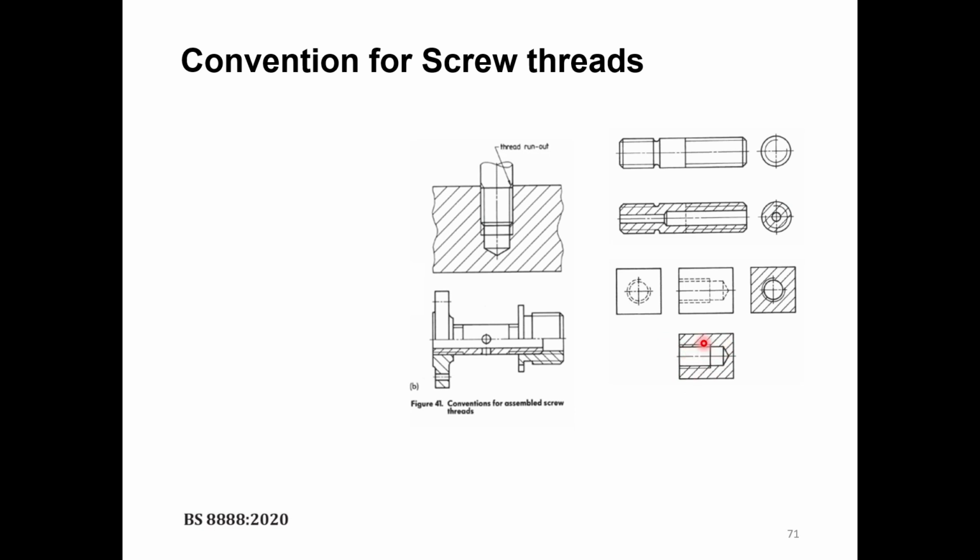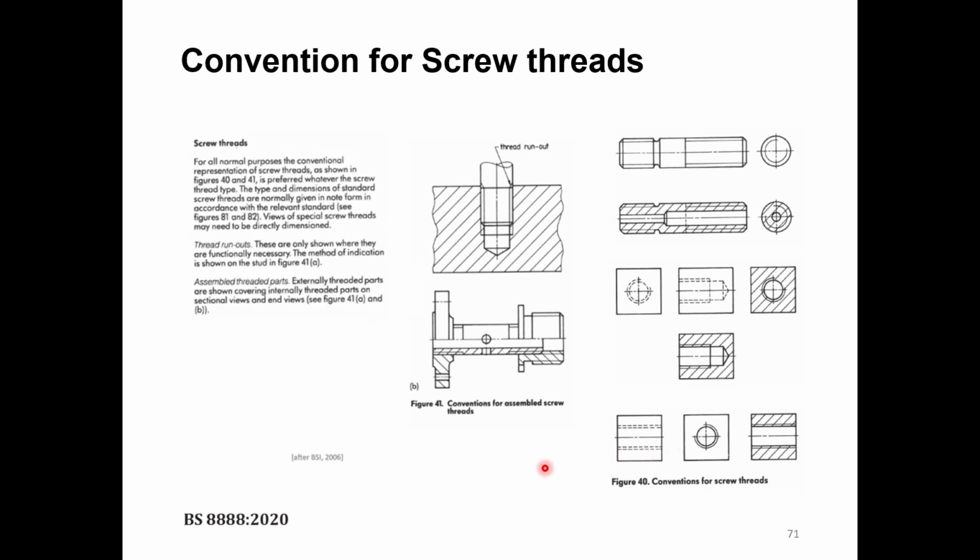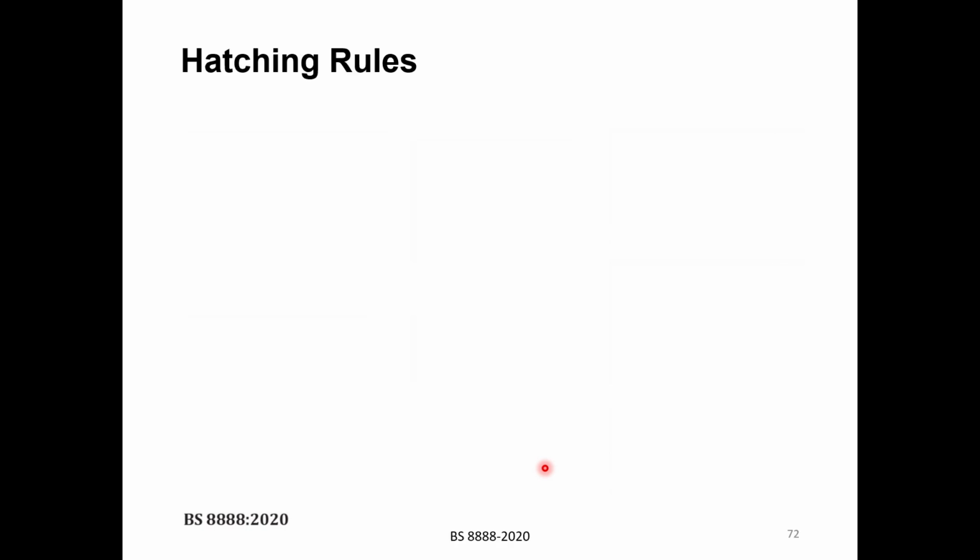And because this is internal thread, the hatching line stops at the thicker line here, which is the internal one for internal thread. The same for this one. It shows that this thread is going through the part from one side to another, but this one has a specific depth and it stops there. But this one has a thread all across the part. Some notes here as well for you to read about the conventions for screw threads.